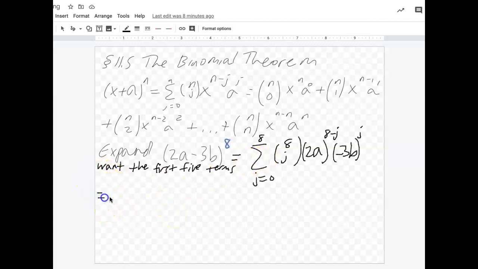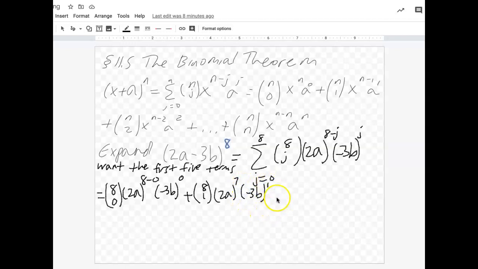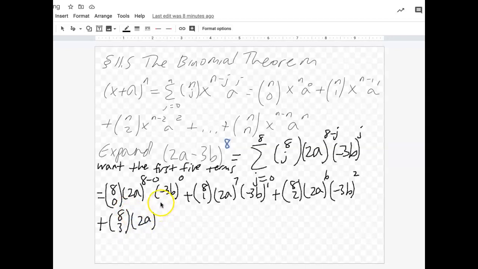Alright, so we'll have 8 choose 0 times (2a) to the 8 minus 0 times (negative 3b) to the 0, plus 8 choose 1 times (2a) to the 7 times (negative 3b) to the 1, plus 8 choose 2 times (2a) to the 6 times (negative 3b) to the second, plus 8 choose 3 times (2a) to the 5th times (negative 3b) to the 3rd.